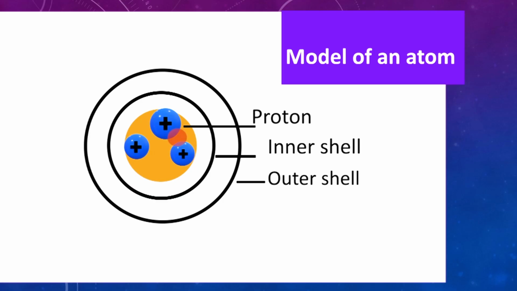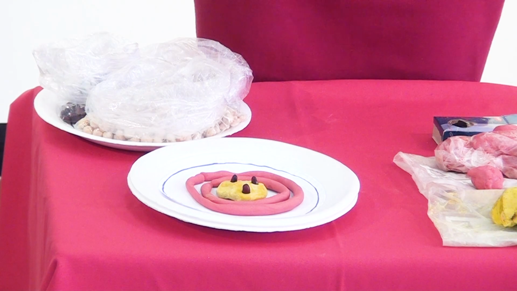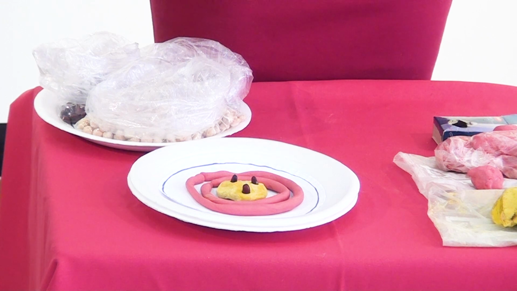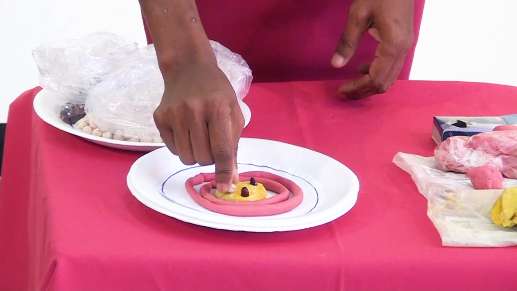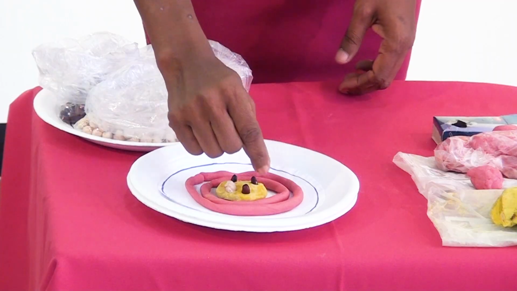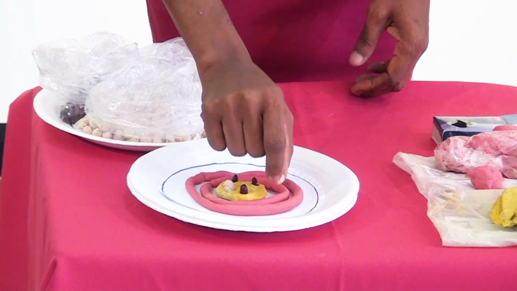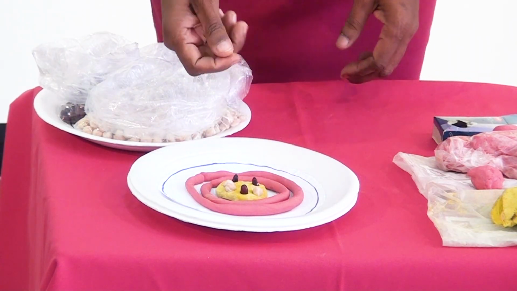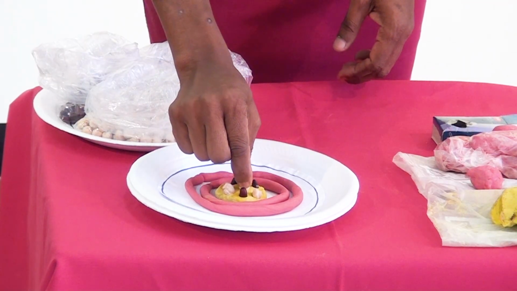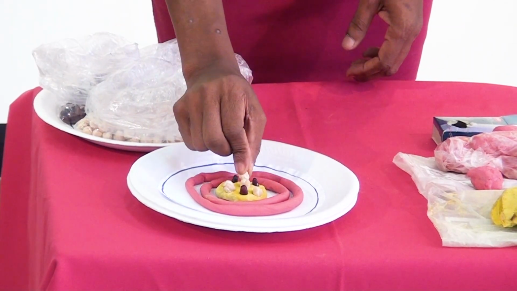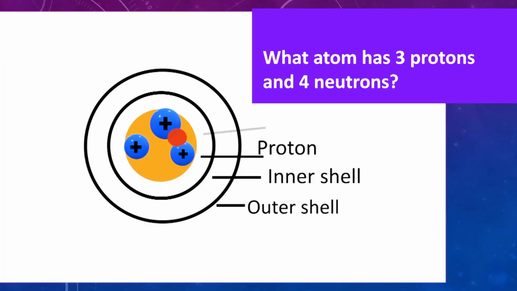And I'm going to add 4 chickpeas, and this would represent my neutrons. So think about it. What atom has 3 protons and 4 neutrons? I'll give you some time to think about it. So that is what is in my nucleus.